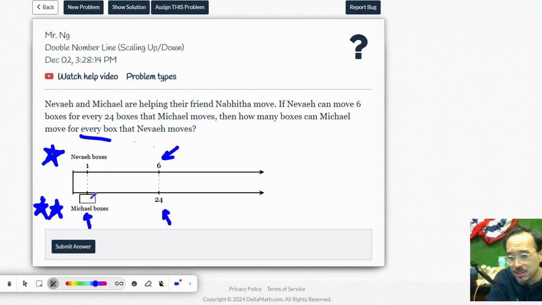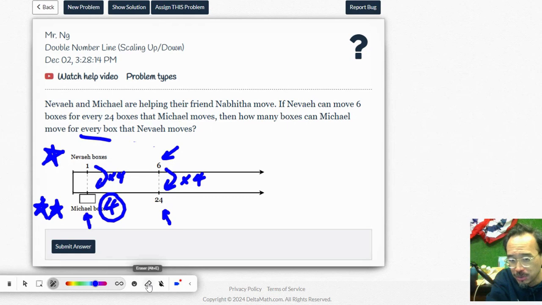by putting in the answer in the blank space here, we're indicating our answer, okay? So it's pretty straightforward. Now, I think many of you can visualize this already, right? Because how does 6 become 24? Times 4, right? So what's 1 times 4? Yeah, 4. So the answer here is 4.